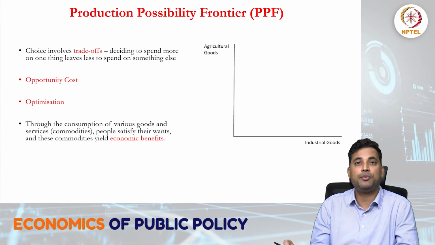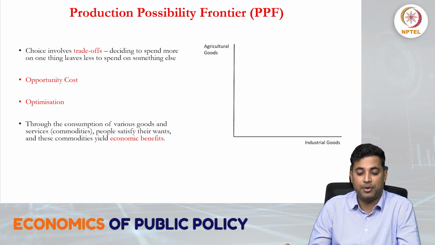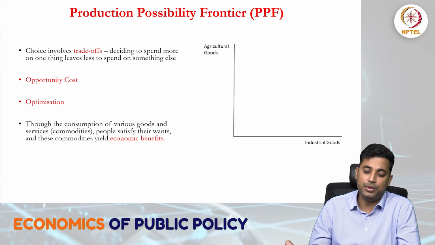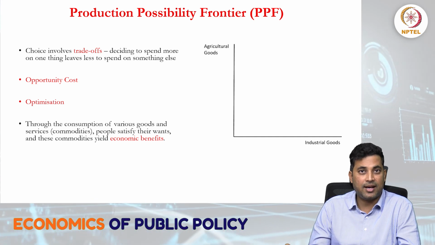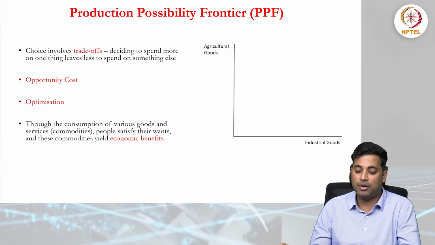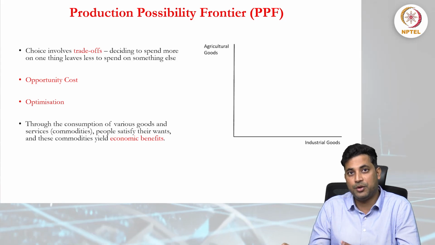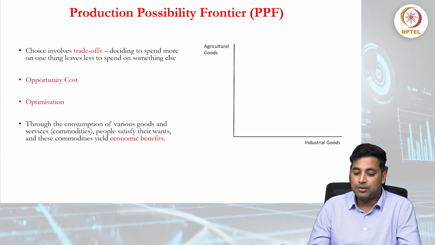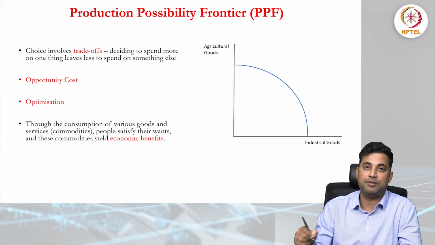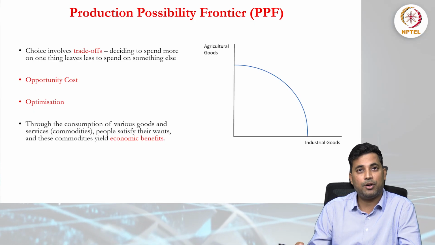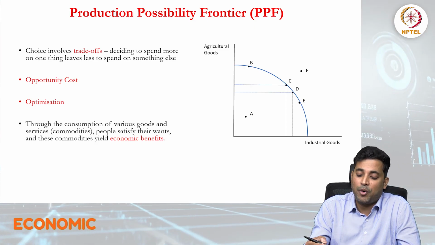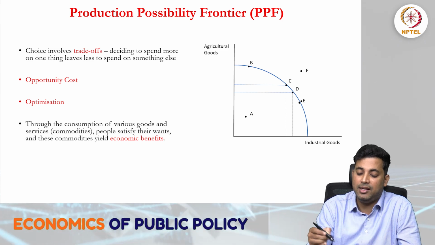Let us assume that two commodities are being produced. One is agricultural goods and the other is industrial goods. And then there are the choices that we make, whether to produce more agricultural goods or more industrial goods. Now this blue concave curve is the production possibility frontier, and there are a couple of points that we should discuss. Look at points B, C, D, E.